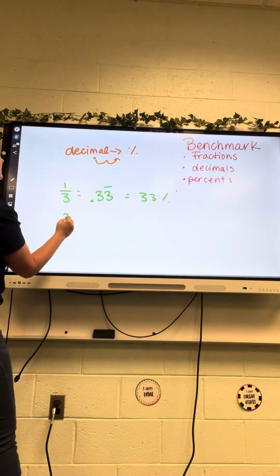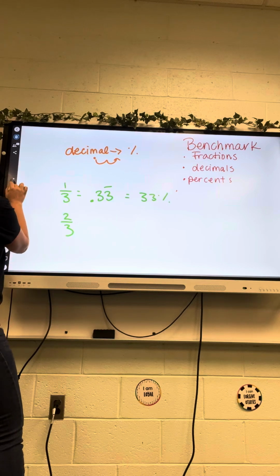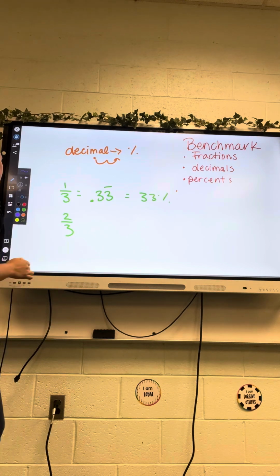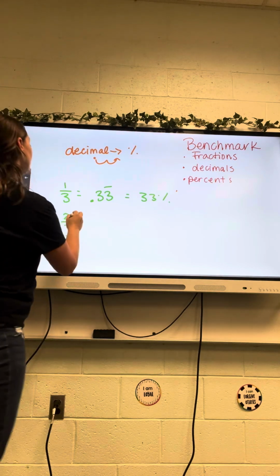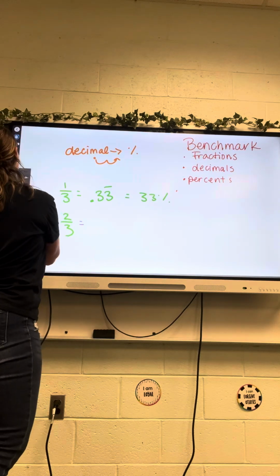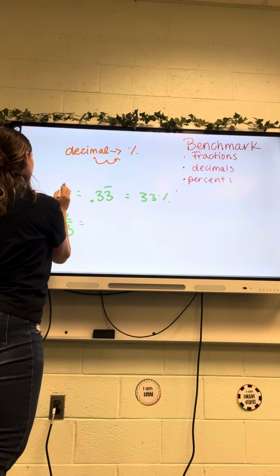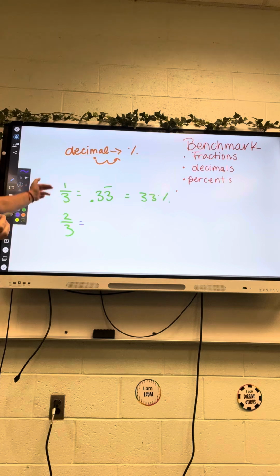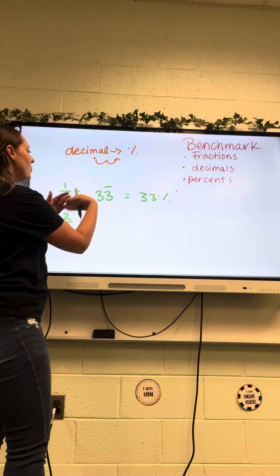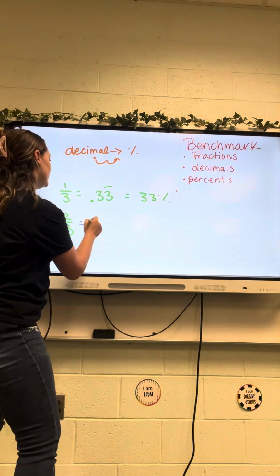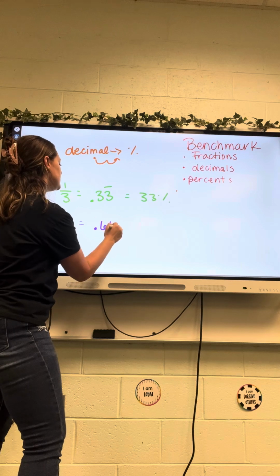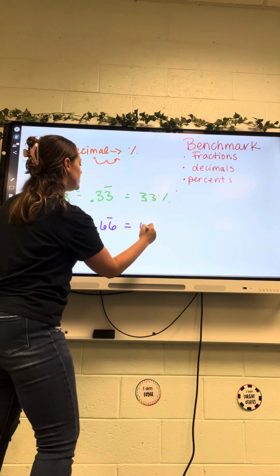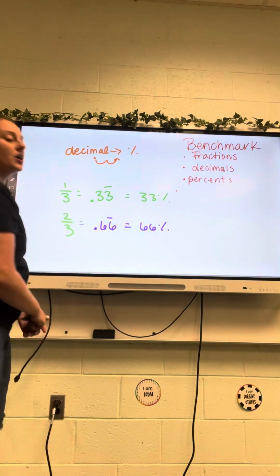All right, now I have 2/3. It's pretty much what we did with the other problem. Instead of 1/3, I have 2/3. So I'm going from 1 to 2. How do you get from 1 to 2? By multiplying. So what would the double of 33 be? It would be 66, repeating. You move the decimal twice to the right, and it's 66%.